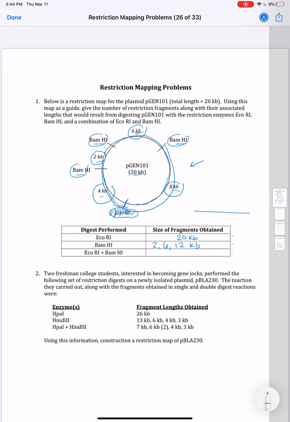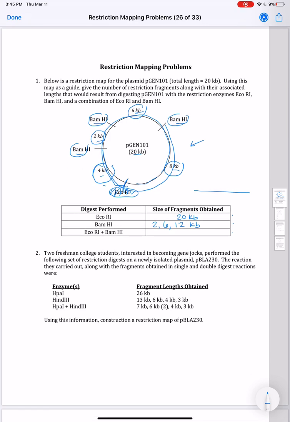Okay? And then the last one, if you take into consideration both of the restriction enzymes used together, BamHI and EcoRI, I think those are supposed to technically be Roman numerals, so they're I. You would have the 4, the 2, the 6, and then the 8. Okay, so 2, 4, 6, and 8. And again, those still add up to that 20 total kilobases.